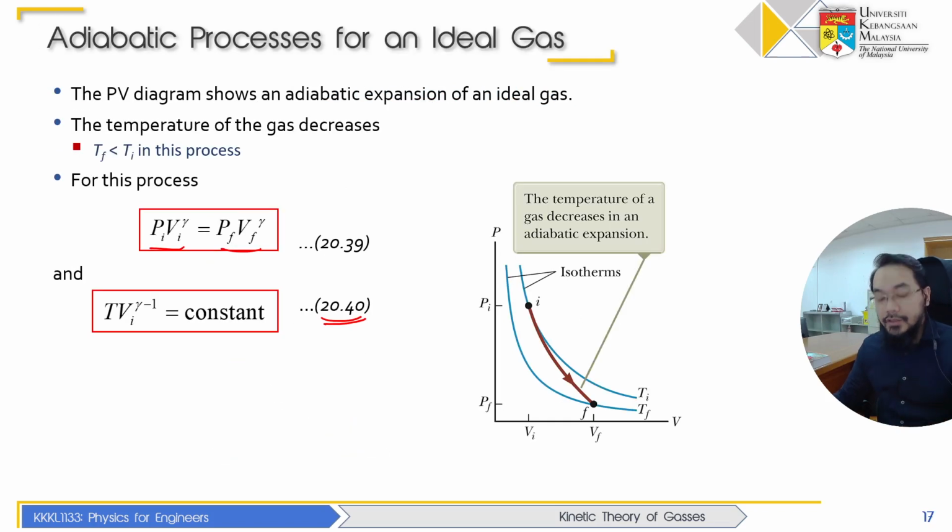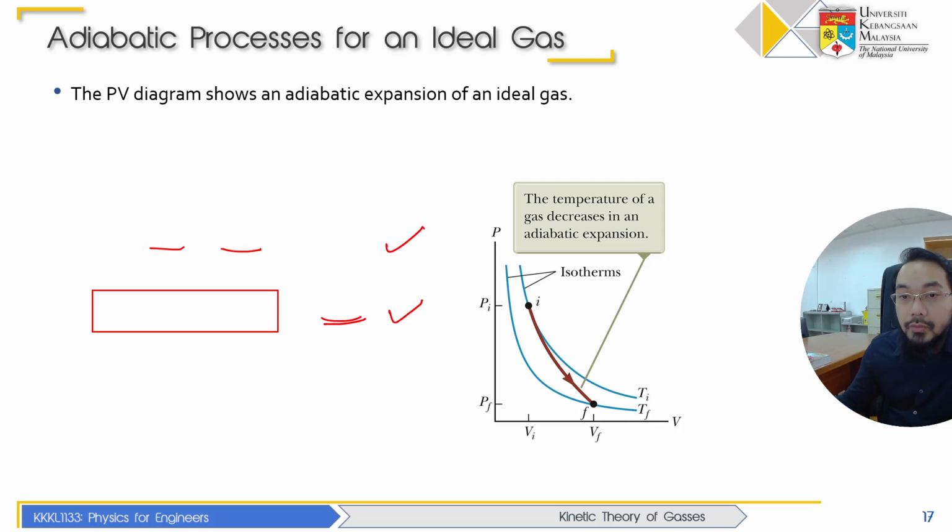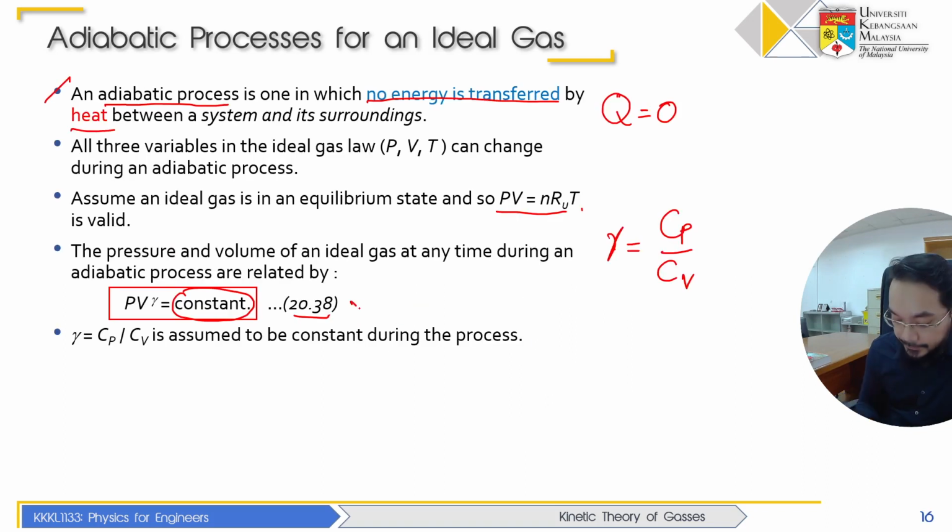So these are all the equations that you need to remember for an adiabatic process. You need to remember this, this, and also this. But it's not very crucial for your case because your exam will be an open book exam. As long as you remember that for an adiabatic process, there's a specific equation relating P, V, and T, then you should be okay.